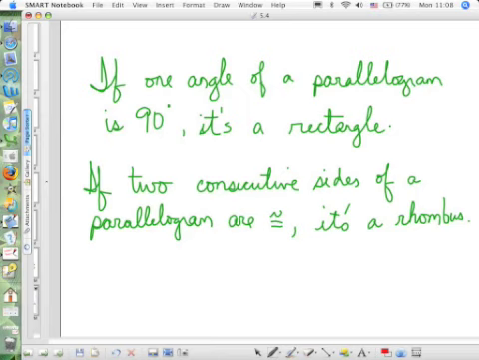All right, so what we've got to do is think about, when they're asking us a question about a rhombus or a rectangle or whatever, before you even try to answer the question, you need to think, what are the characteristics of this thing? And then you need to think about what the question is that's being asked.